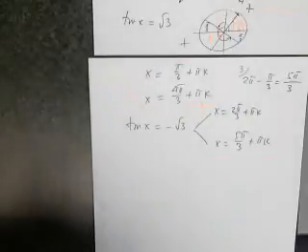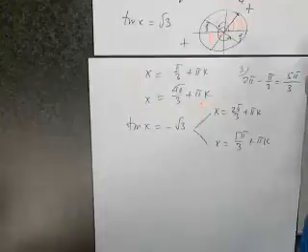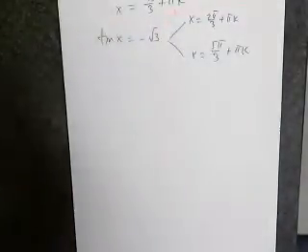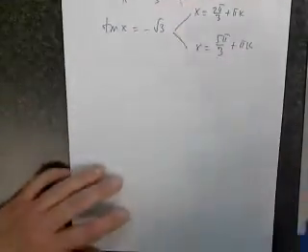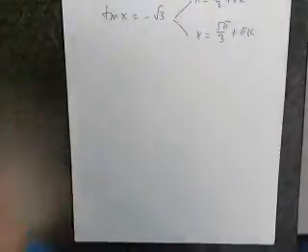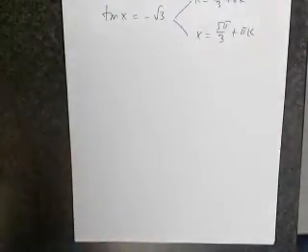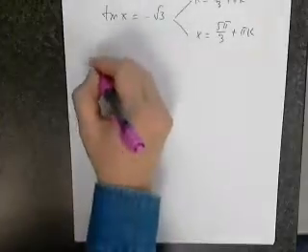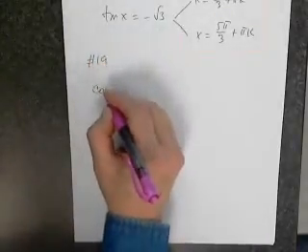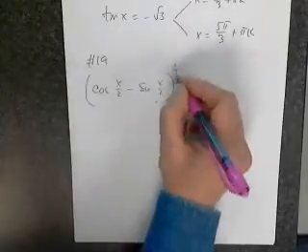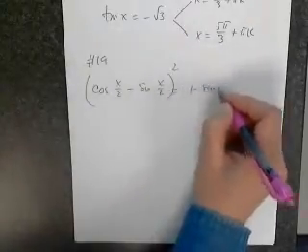Should we look at an identity? Prove an identity? Yes? Okay, very good. So please choose from 1 to 24. If not, I will. Let's look at 19. We're asked to show that cosine x over 2 minus sine x over 2, everything squared, is 1 minus sine x.